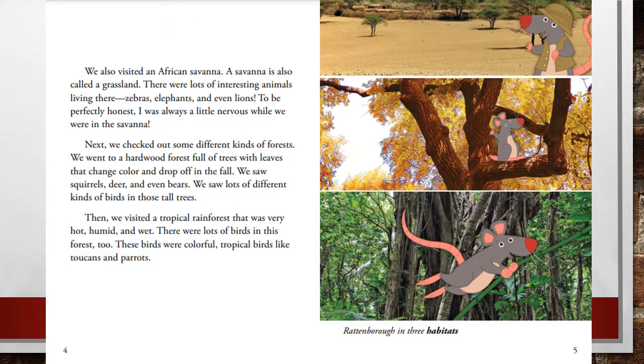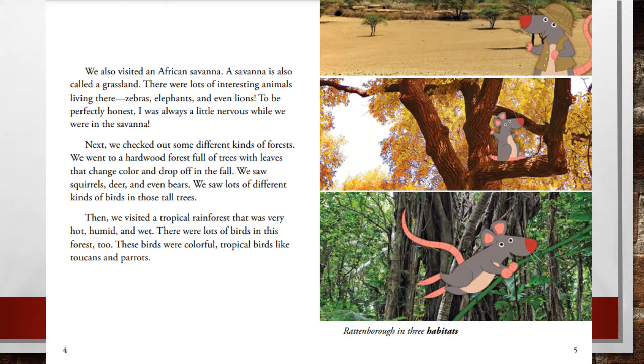We also visited an African savanna. A savanna is also called a grassland. There were lots of interesting animals living there, zebras, elephants, and even lions. To be perfectly honest, I was always a little nervous while we were in the savanna. Next, we checked out some different kinds of forests. We went to a hardwood forest full of trees with leaves that change color and drop off in the fall. We saw squirrels, deer, and even bears. We saw lots of different kinds of birds in those tall trees.